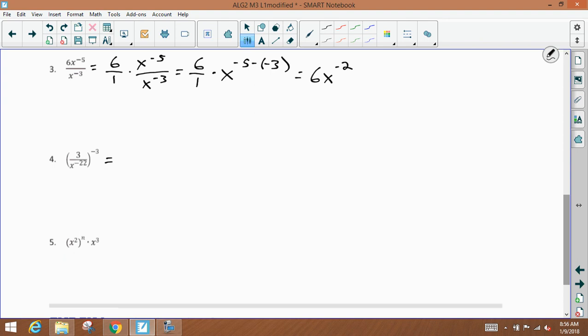Now we're going to use property number... I have lost track. This is 3. We got to distribute. We got to raise everything to that negative 3 power. Okay. So let's go ahead and do it. So this becomes 3 to the negative 3 power over x to the negative 22 to the negative 3 power.